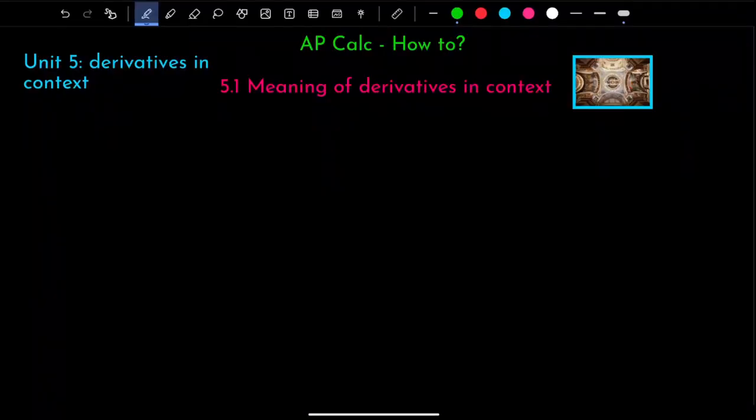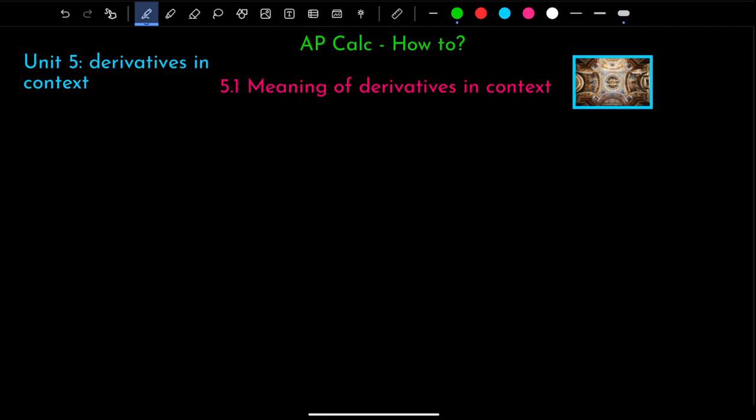Welcome back to Calculus Universalis, and today we're diving into Unit 5, Applications of Derivatives, starting with how to interpret derivatives in real-life situations. Whether it's speed, population growth, or cost per item, derivatives tell us how fast things change. Let's break that down, then walk through 3 real AP-style problems together.